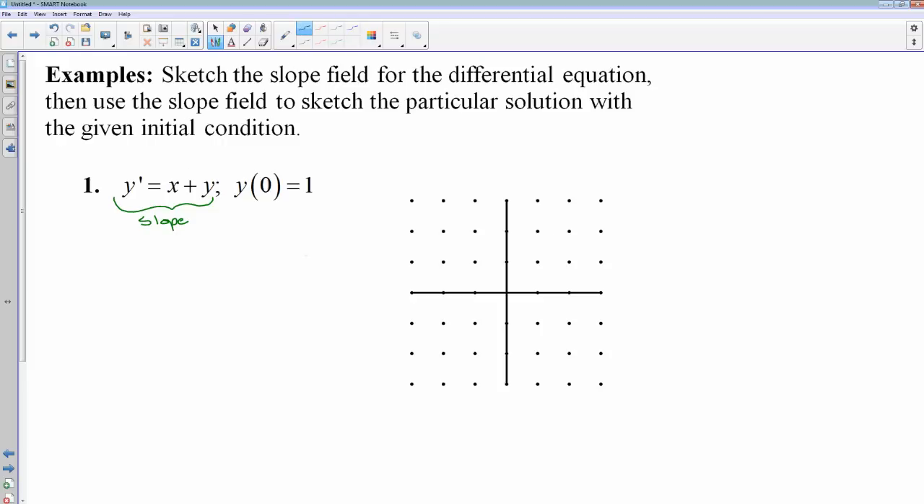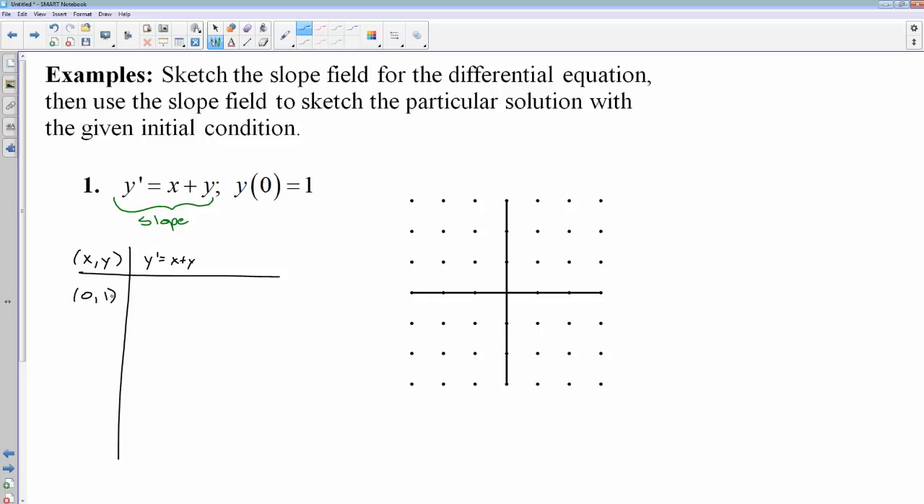So what we're going to do is generate what's called a slope field, and we are going to plug in a whole lot of xy ordered pairs, and we're going to use that to find my slope, x plus y. I know I'm starting at (0, 1), right?